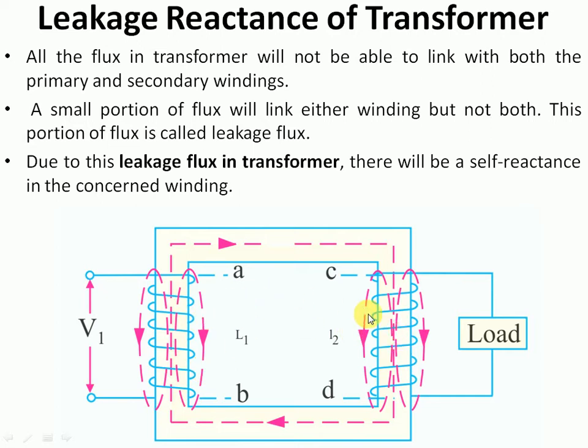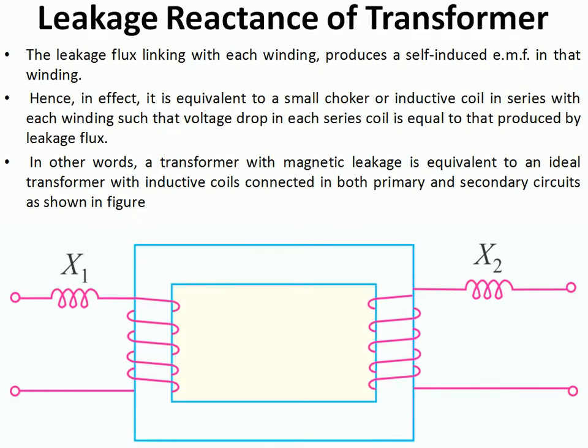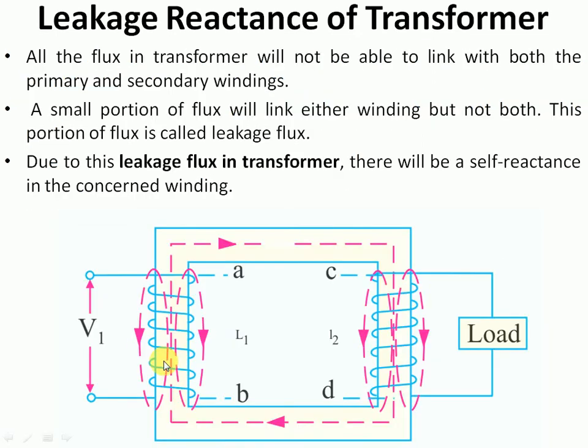Similarly, when current is flowing through the secondary winding, a very small portion of the flux is not linking with the primary winding. So this small amount of flux is said to be the leakage flux. The nature of this flux is also alternating. As this leakage flux is alternating in nature, when it is linking with both these windings, definitely it will cause an EMF to get induced in both these windings.